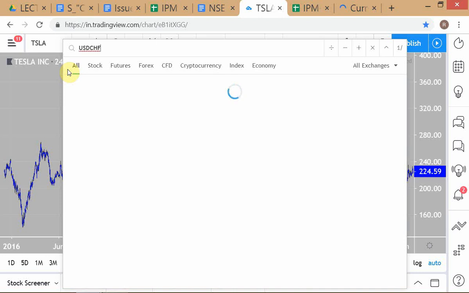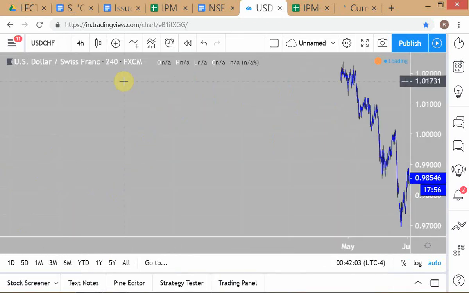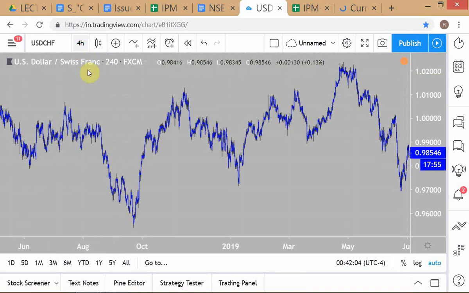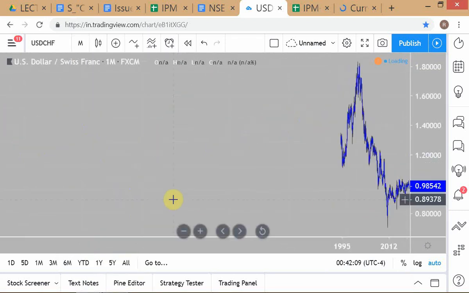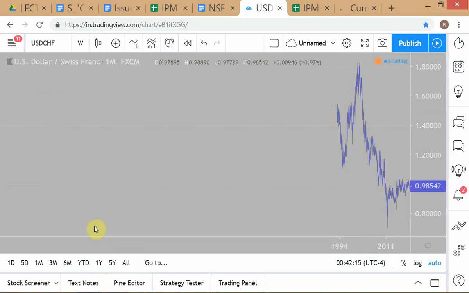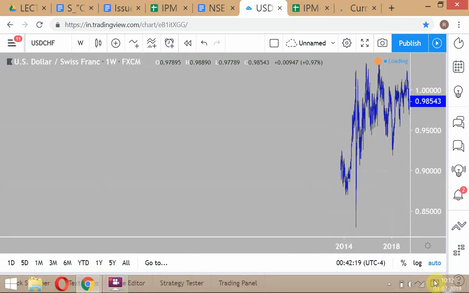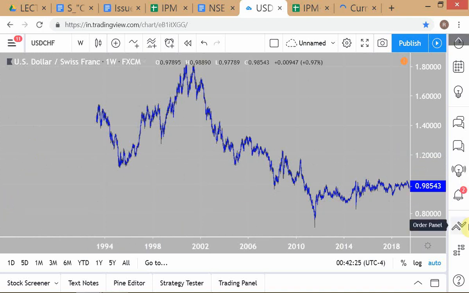Let's see how much data we have on this. I don't know if they have good monthly data on this. The data set seems to be quite limited. A little bit here, you can see, this is the dollar against the Swiss franc.